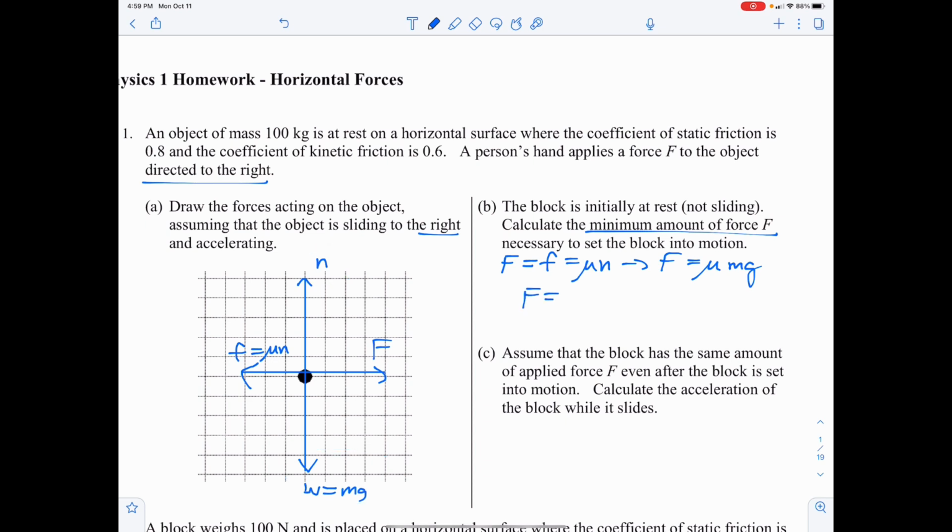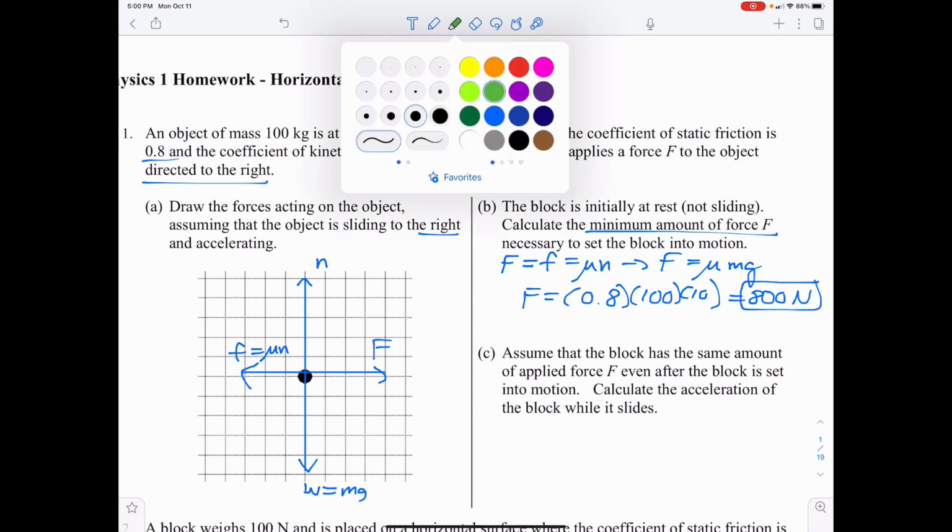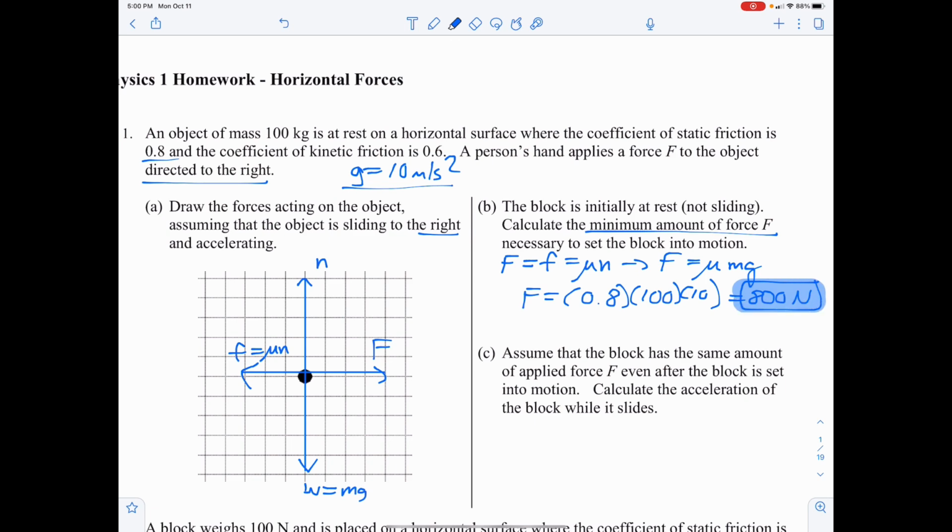So this minimum amount of force is going to be the coefficient of static friction, so we're going to use 0.8 times 100 times, go ahead and use 10 for g. For all problems in this, use 10 for g unless the problem tells you otherwise. Okay, 100 times 10, of course, is 1,000, times 0.8 is 800. So we must overcome 800 newtons of force in order to get the object into motion.